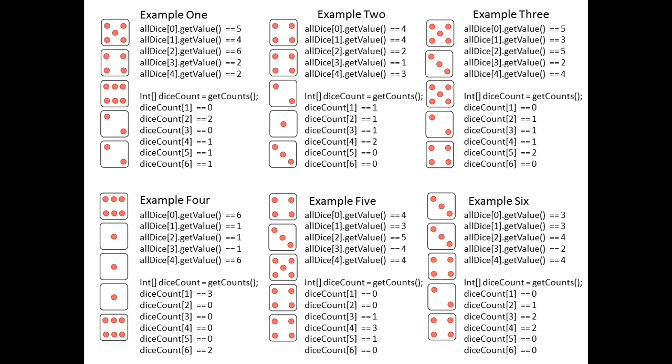I got to check my rules. Is a sequence of 3 or is a sequence of 4? No, a sequence of 4 is a small straight. So sequence of 3 doesn't count. We have a 3, 4, 5, but we don't have a sequence of 4.